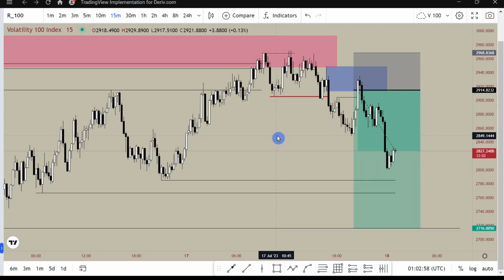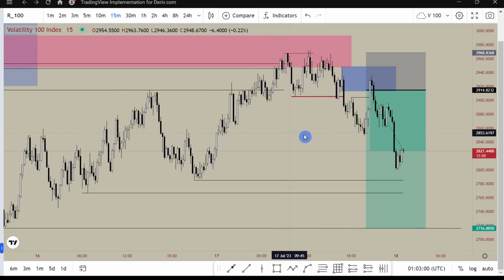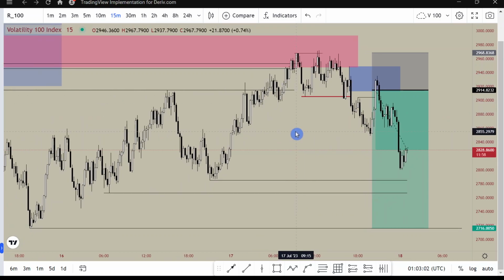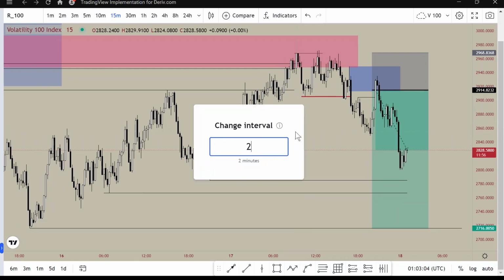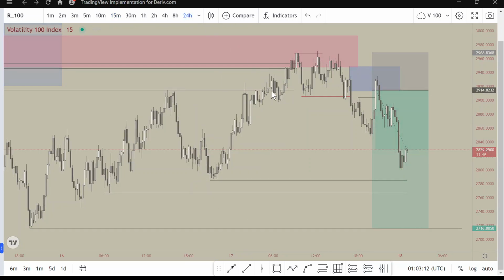Okay, so let's break this trade down. This is on a 15 minutes chart. Let's of course go to the daily time frame. That's where I start all my analysis. Okay, so let's go to the daily time frame.